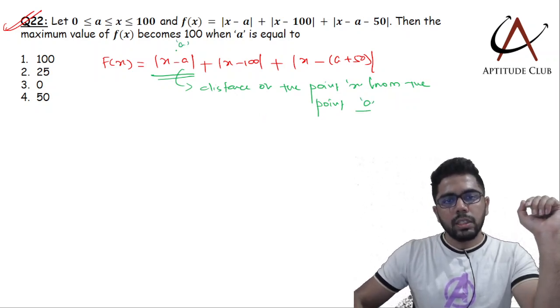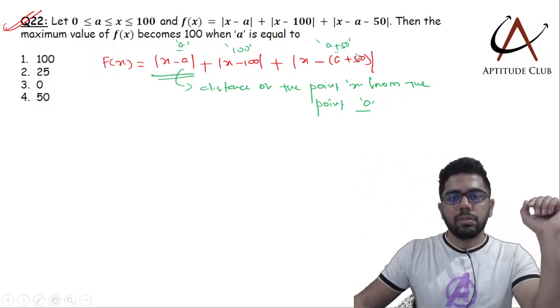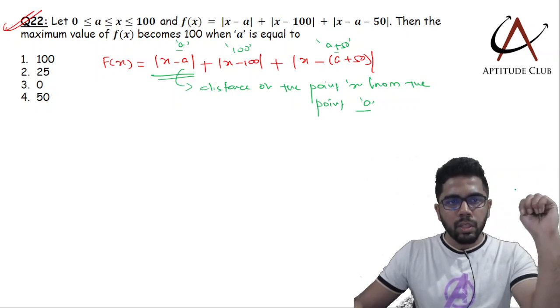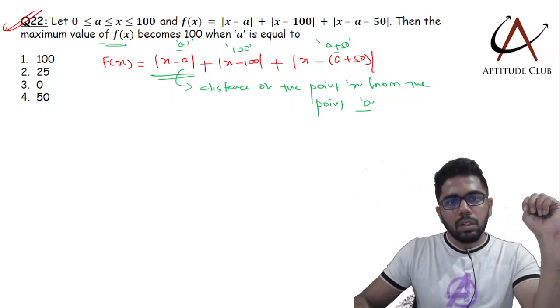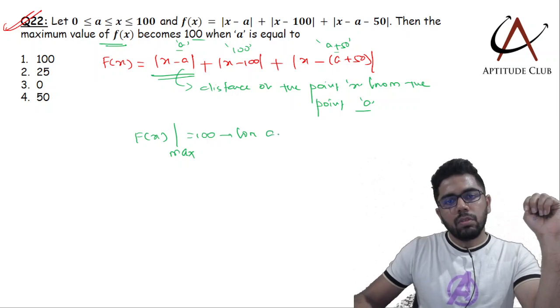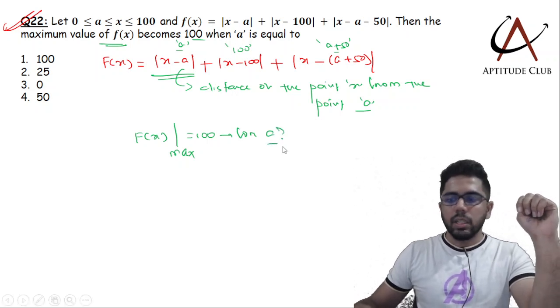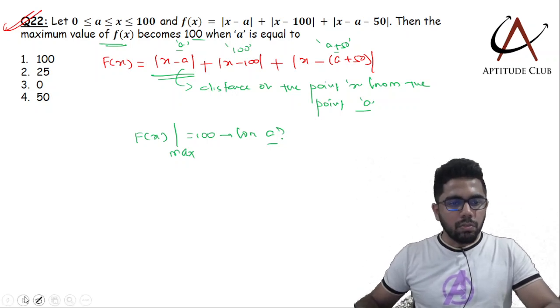तो ये पॉइंट A से डिस्टेंस है. सिमिलरली डिस्टेंस ऑफ द पॉइंट x फ्रॉम पॉइंट 100 and distance of point x from point A plus 50. So I have 3 points, and question is saying maximum value of f of x becomes 100. So f of x का maximum value is 100 for what value of a, यही निकालना है.